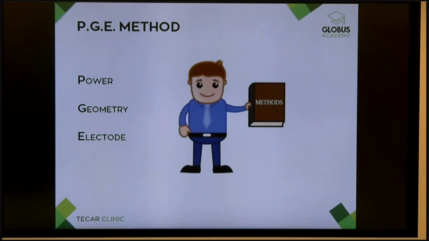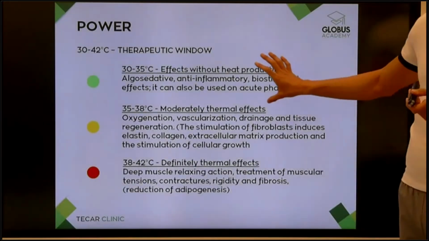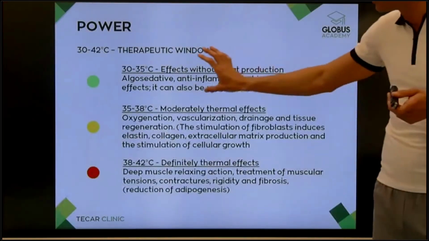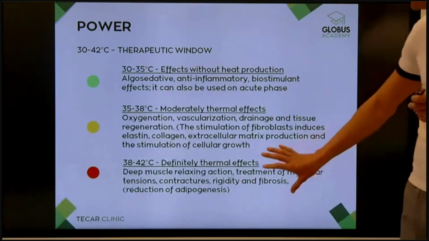We already saw last time that the power is very important to understand that we get different biological effects in the tissue. The geometry is very important to set up the right treatment, and also the electrode size and type is absolutely important. This is the therapeutic window. Just a brief recap. The therapeutic window is between 30 degrees and 42 degrees Celsius. We get the anti-inflammatory window, right? Then the biostimulant window, with the yellow one, where we are promoting the oxygenation and the vascularization.